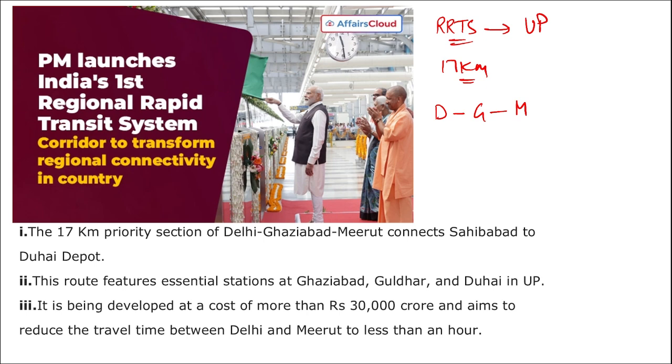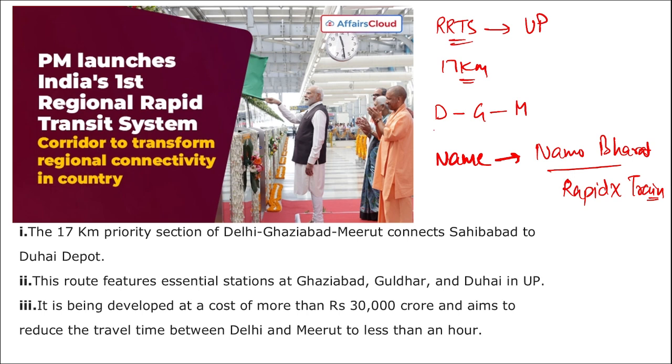And remember, this RRTS, that is Regional Rapid Transit System, was recently inaugurated at Sahibabad Rapid Station, that is in Ghaziabad, Uttar Pradesh. Correct? And the train of this rapid transit system was named what? The name of this particular train is Namo Bharat. Correct? This is a RapidX train. This RRTS system will be connecting Delhi, Ghaziabad and Meerut.